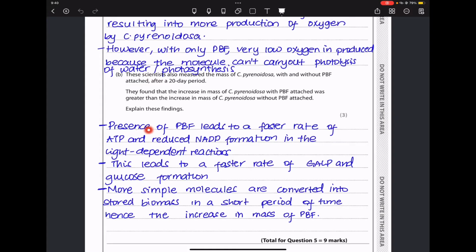So I said presence of BPF leads to a faster rate of ATP and reduced NADP formation in the light-dependent reactions. This is again formation of the products that are going to help us in the light-independent reactions. So this leads to a faster rate of GALP and glucose formation. Then more simple molecules are converted into stored biomass in a short period of time, hence the increase in mass of the microorganism in the presence of BPF.